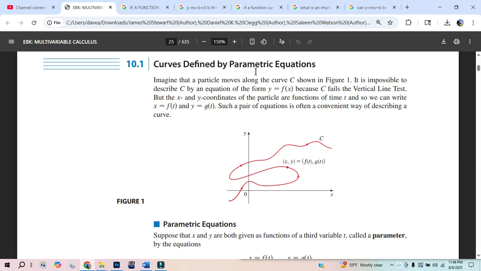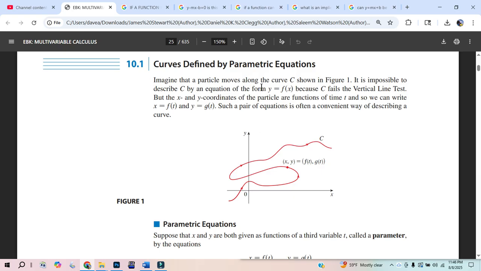So we have curves defined by parametric equations. Imagine that a particle moves along this curve. It can't be expressed in a linear way. It's not a linear equation, but we can see that this particle could be a function of time. At each individual time, it's going to be somewhere along this path. And if you've read a textbook through once, try to read it again, where you're just kind of imagining where they're going.